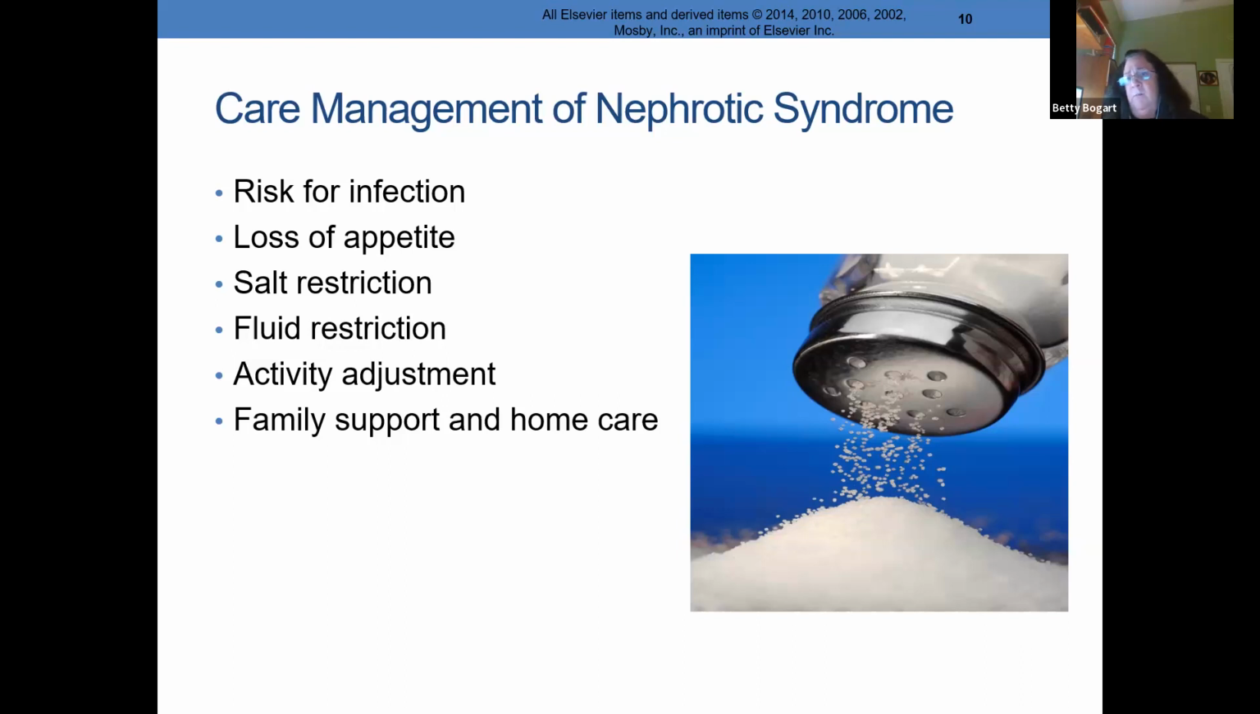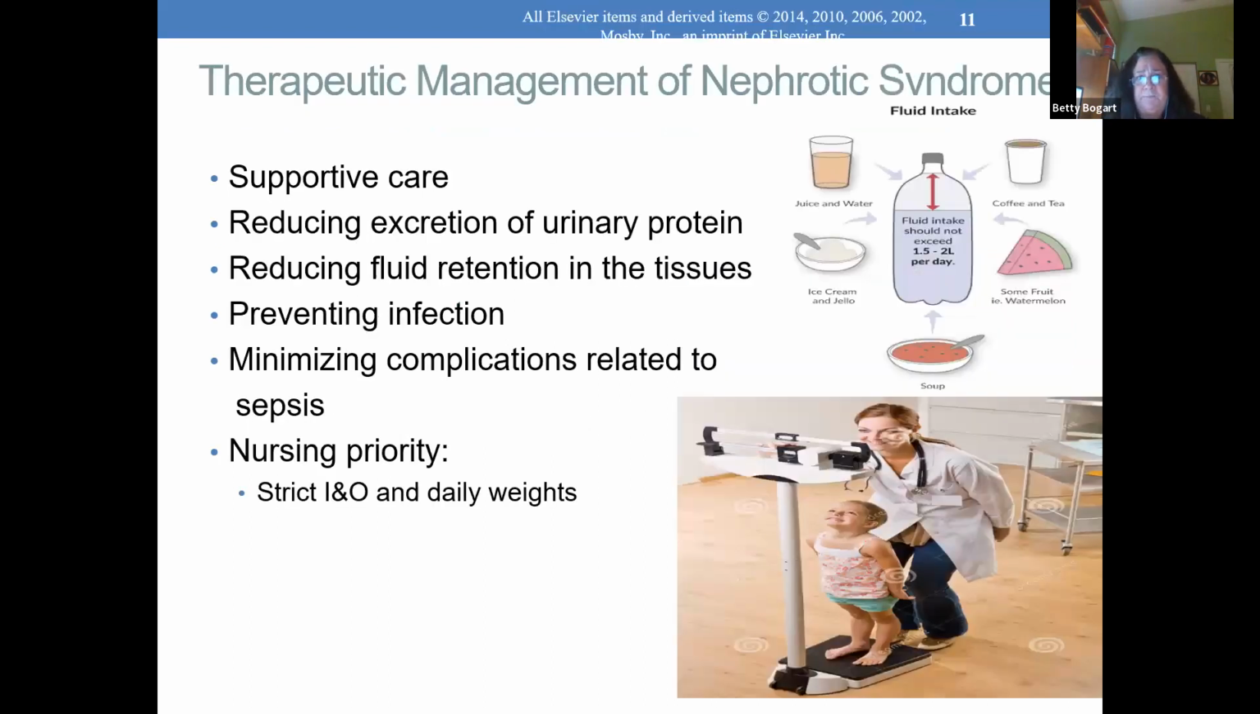These children are immunosuppressed, so risk for infection because of all that swelling in the mouth. They keep biting on their tongue and their cheeks. Their appetite goes way down. And this is not something that goes away. This is a lifelong chronic condition. So you do need family support and they do need to be closely monitored.